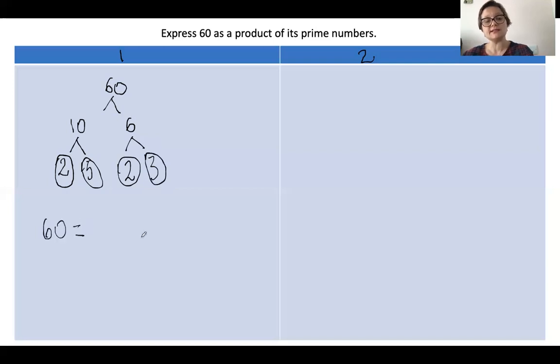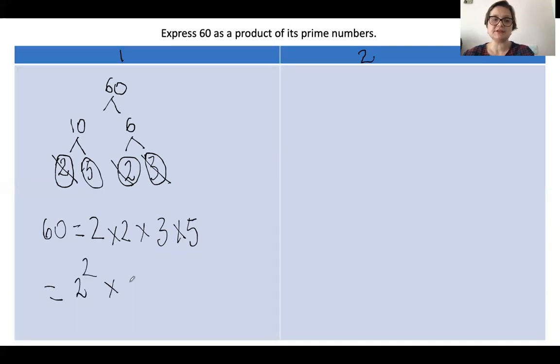Now, when I express the multiplication, I begin with the lowest one and I cross them out one by one. So 2 times the other 2, times 2, next one 3, and then times 5. As I have two 2's, I can express 60 as 2 to the power of 2 times 3 times 5, right? Okay, so this is when you recognize a factor that comes into your head just like that.